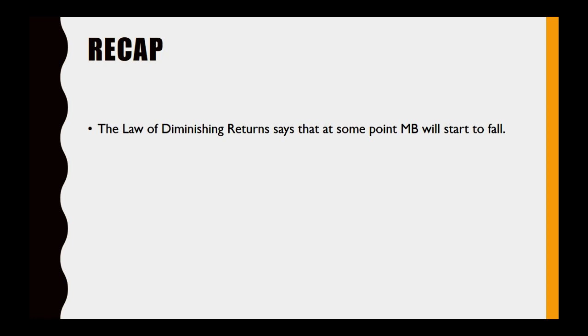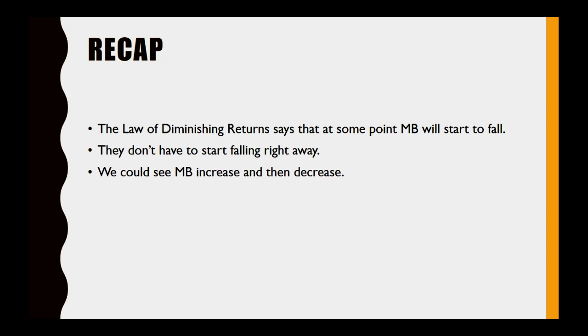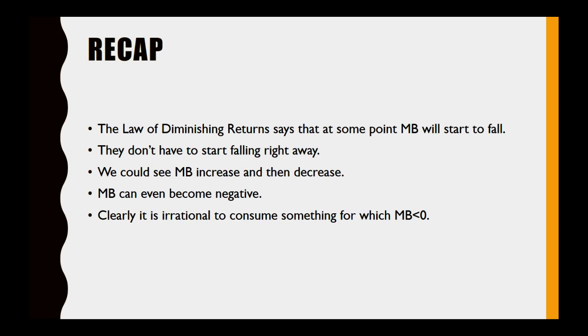But both of them say that at some point, marginal benefit will fall, right? But as we just illustrated, and you've got all this in your notes, you don't need to write it down again, they don't have to fall right away. Theoretically, we could see marginal benefit increase and then decrease, right? And marginal benefit can become negative, and it would be irrational to consume in that region. So it's irrational to consume when marginal benefit is negative.